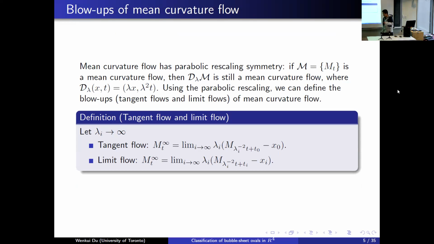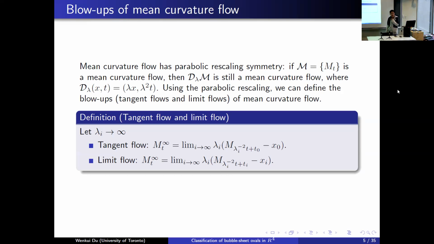So in general, if we don't assume convexity, how do we study the more general singularities? It relies on how we do the zooming and the blowing up. Mean curvature flow has the parabolic rescaling symmetry. It means that if M satisfies the mean curvature flow, then we can parabolically dilate the flow. It means that the space is dilated by lambda and the time is dilated by lambda squared. Then the dilated flow still satisfies the mean curvature flow equation.